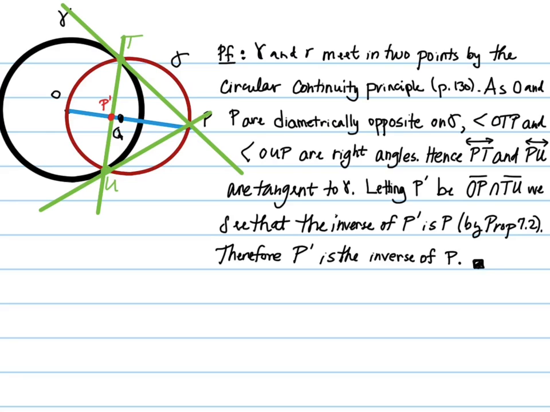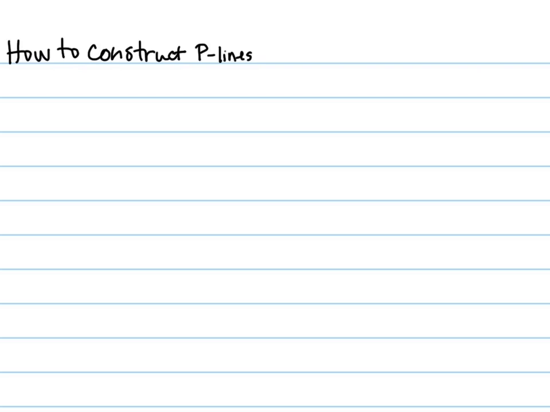Sometimes a proof like this is called proof by construction. We constructed it to have certain properties, and all the other things fall into place exactly like we intended for them to be. So, how do we construct P lines joining these together? This is how to construct the P lines joining two ideal points.